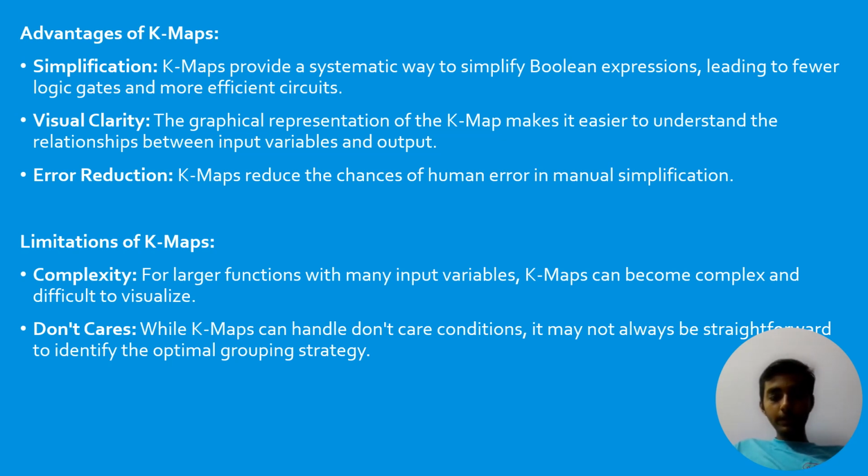Limitations of K-maps. Complexity. For larger functions such as 5, 6 or 7 input variables, K-maps can become complex and difficult to visualize. So mainly we use 2, 3 and 4 variables to overcome that problem. Don't care conditions. While K-maps handle don't care conditions, it may not always be straightforward to identify the optimal grouping strategy. Don't care conditions mean we can take them as 0 or as 1.